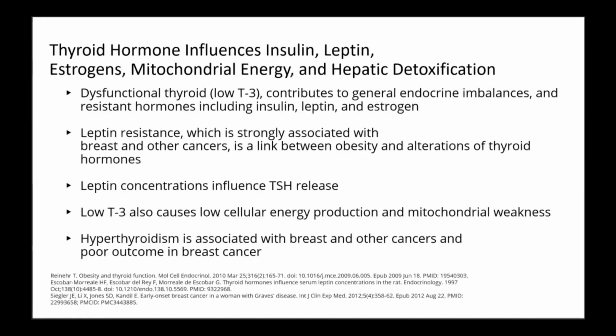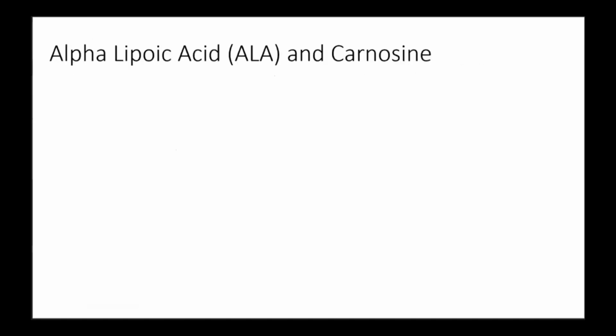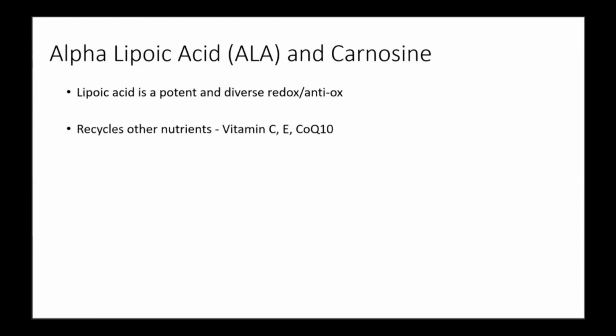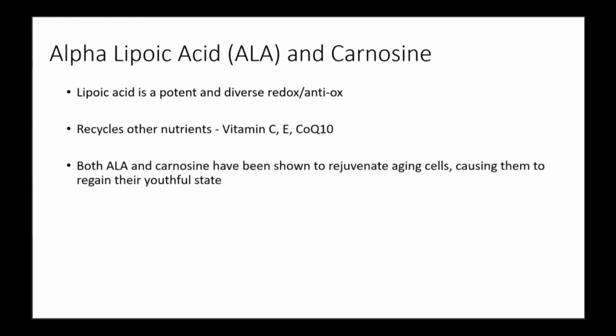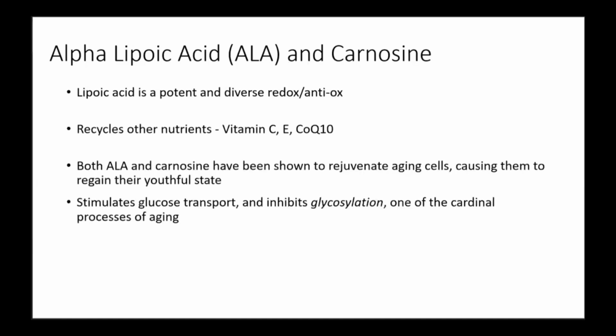Thyroid, I mentioned this before, insulin, leptin, estrogens, mitochondria, hepatic detox. You've got all these issues, hyperthyroidism associated with cancers, especially risks of getting them. So all these things are tied together. Look at all these things. You'll see the patterns. Lipoic acid, one of my favorite nutrients all the way around, recycles other antioxidants, or what we call redox cycling agents.